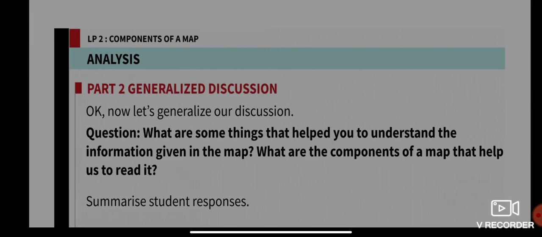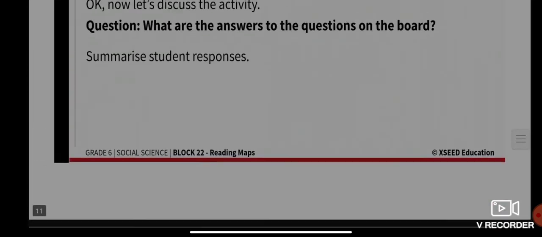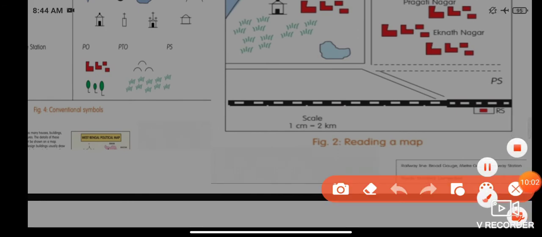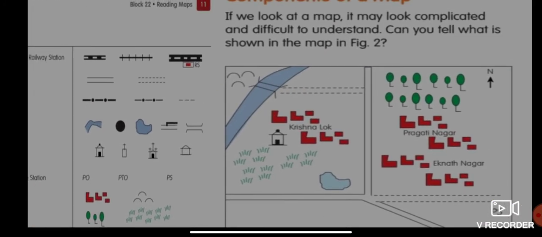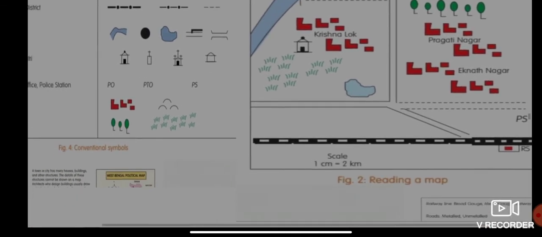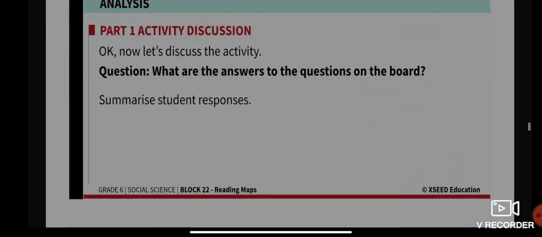So the three main components are the scale, the direction, and the symbols. Some of you might be confused with scale, so here is the scale. This is a scale map that is used: 1 centimeter is equal to 2 kilometers. So if 1 centimeter is given, remember that it refers to 2 kilometers.